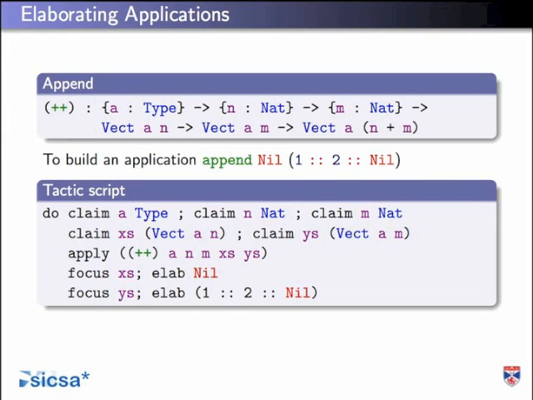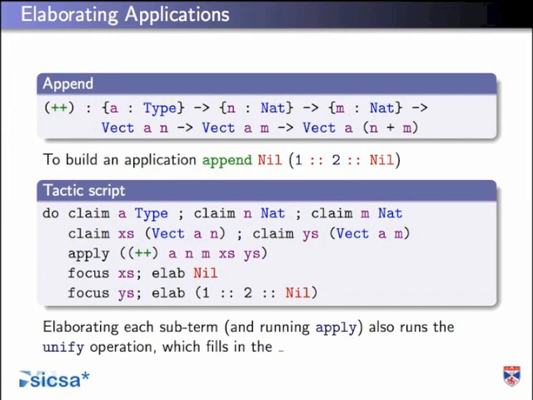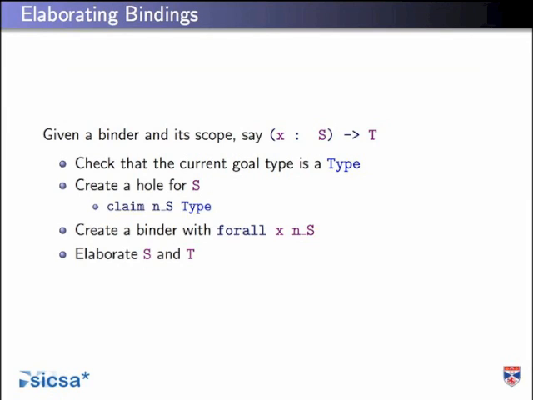So that's, well, this is a specific example, but it's not far off what the code for a function elaboration actually looks like. So that's function applications. Bindings, they're not really any more complicated.